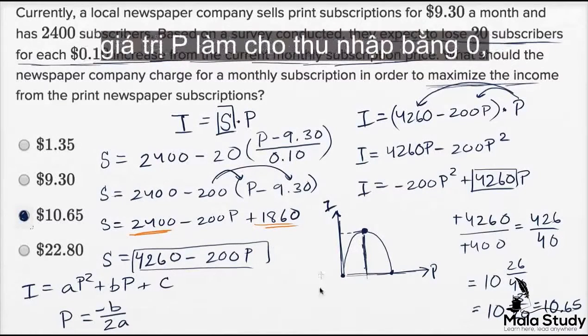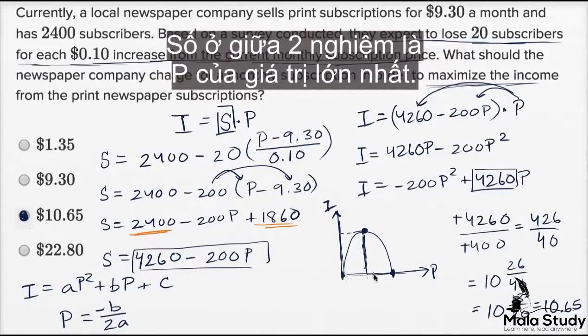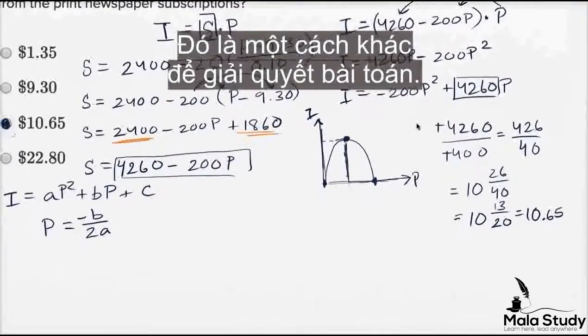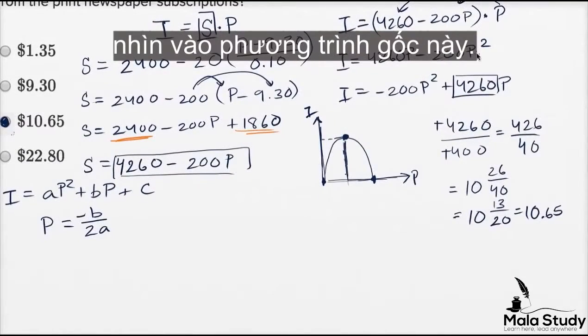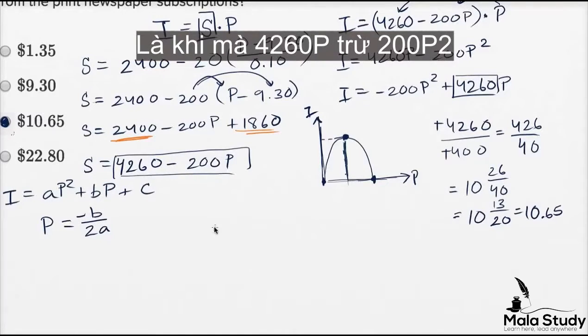Another way we could have done it is we could figure out what are the p-values that get us to 0 income. And then the one that's halfway in between those two is going to be where we hit our maximum. Halfway between your two roots is when you hit the maximum point. So that's another way that you could tackle that. And you could do that just by looking at this original one. You could say, well, when does this thing equal 0?